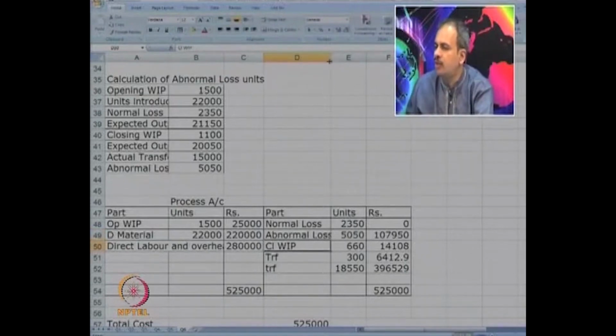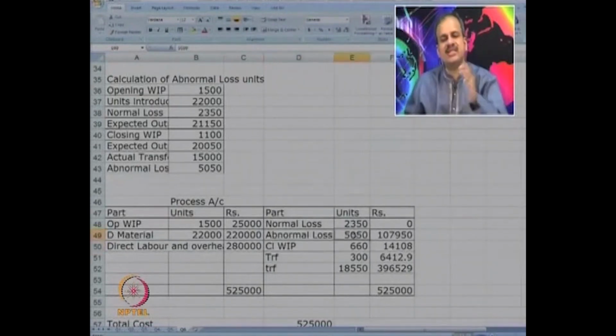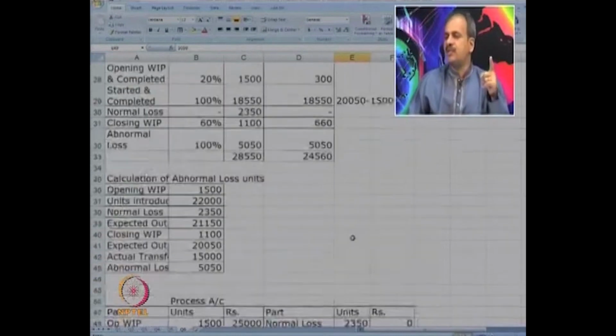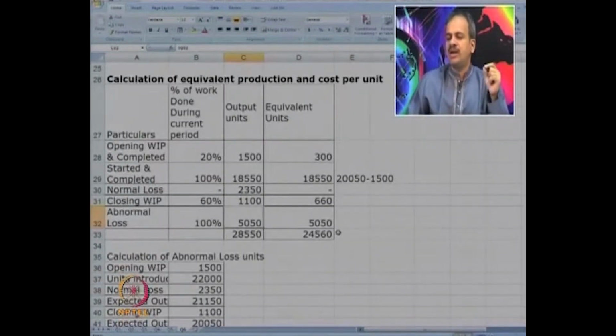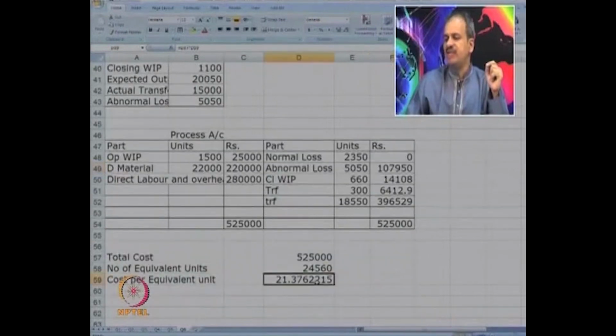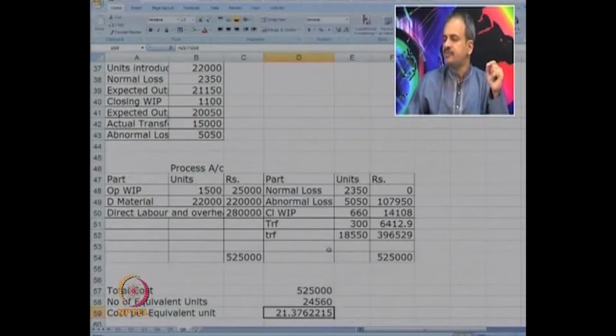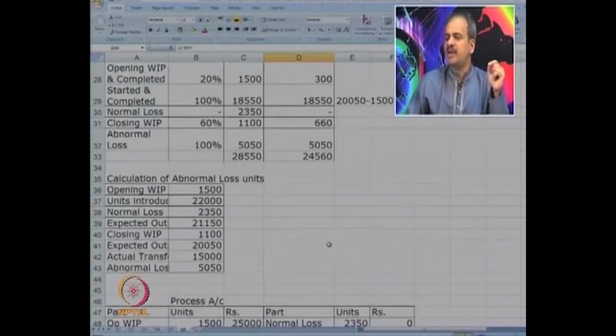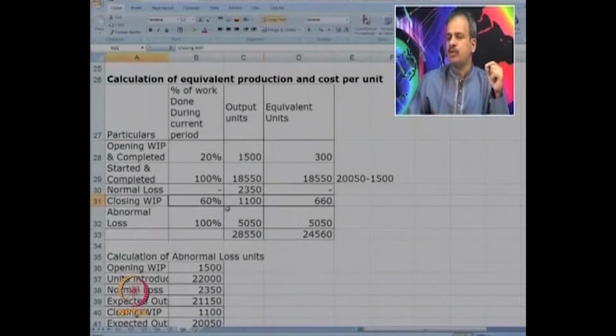We know that abnormal loss was calculated at 5050. It is 100% completion, so equivalent units are also 5050. Multiplied by the rate, I get 107,950. The rate used is this 21.37. Then closing work in progress. In case of closing work in progress, there are 1100 units, but they are only 60% complete. So we will take it as 660.